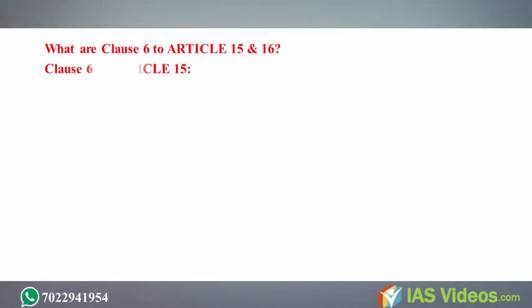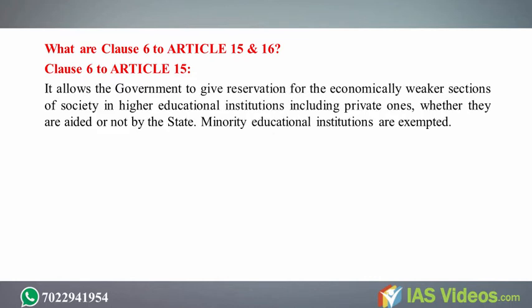What are Clause 6 to Article 15 and 16? Clause 6 to Article 15. It allows the government to give reservation for the economically weaker sections of society in higher educational institutions, including private ones, whether they are aided or not by the state. Minority educational institutions are exempted.